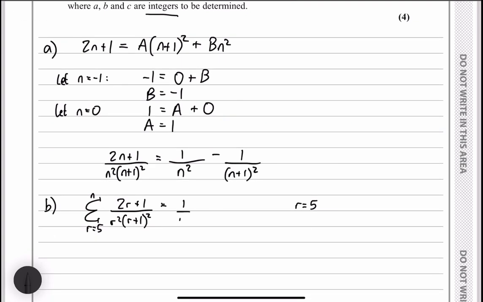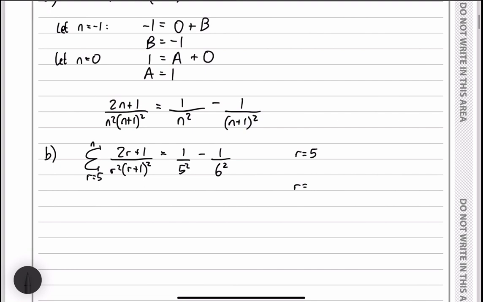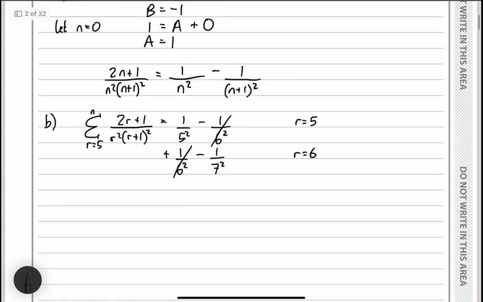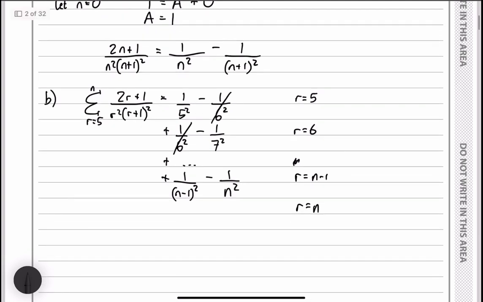So that's a 1 over 5 squared minus 1 over 6 squared. And given that we've got n squared and n plus 1 squared, I think this is a fairly straightforward one. We're not going to need too many rows to see what's going on here. We can already see that this and this are going to cancel. So there's the pattern. So let's do a dot, dot, dot, and then jump to r is equal to n minus 1. And then finish with r is equal to n.